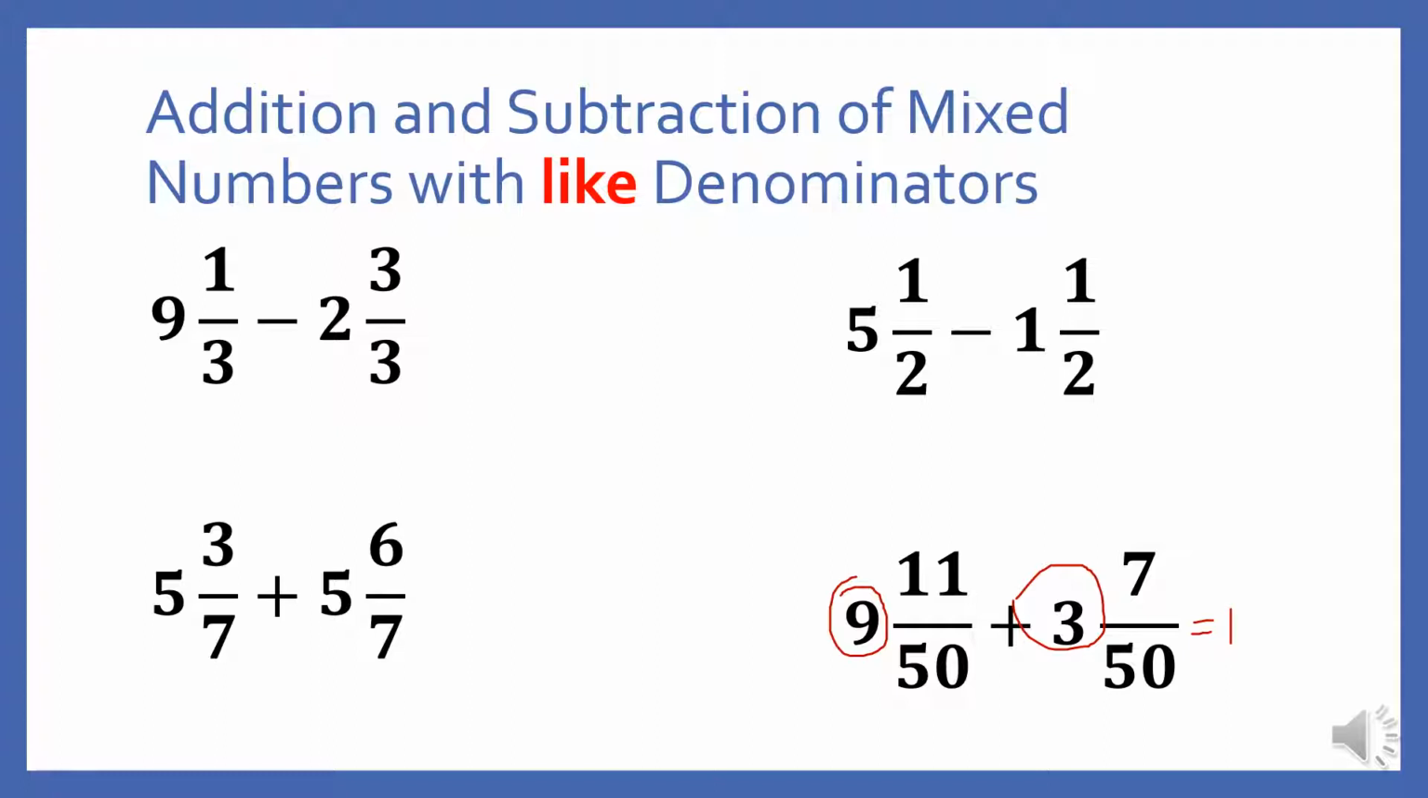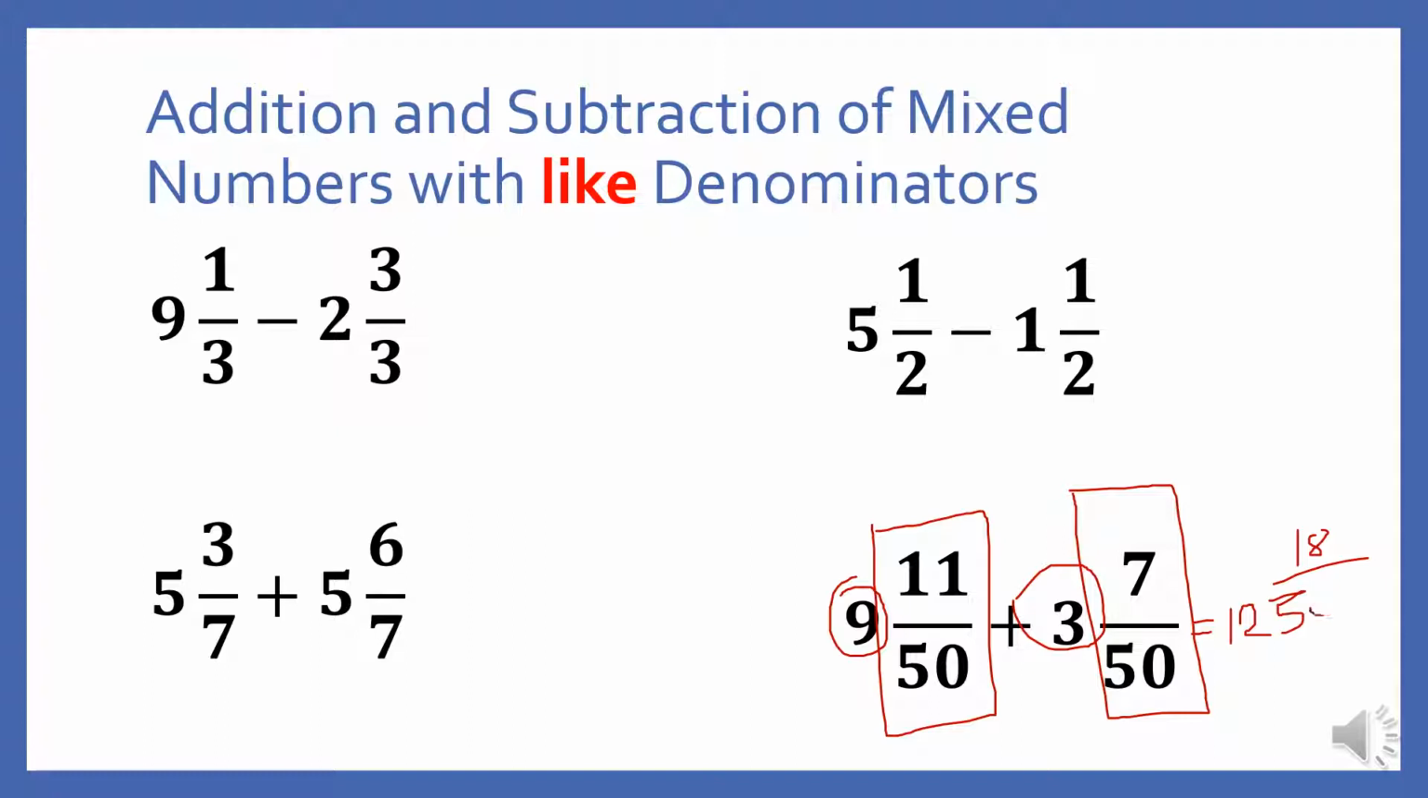Then I'm going to work out my fractions. As I can see here, I have common denominators. So all I need to do is add my numerators, which is 11 plus 7. I'm going to get 18 over 50. And this is my answer: 12 and 18 over 50.